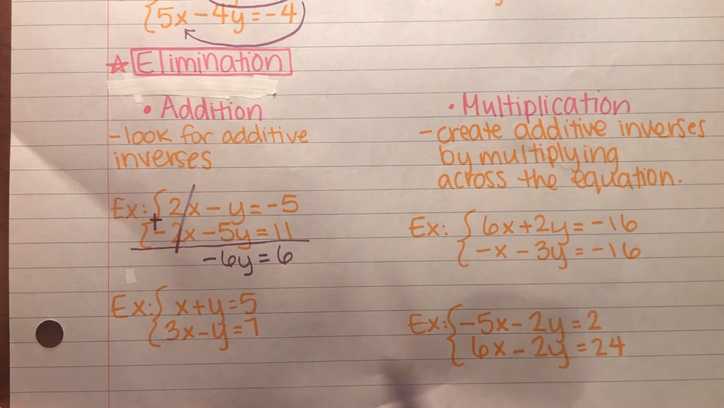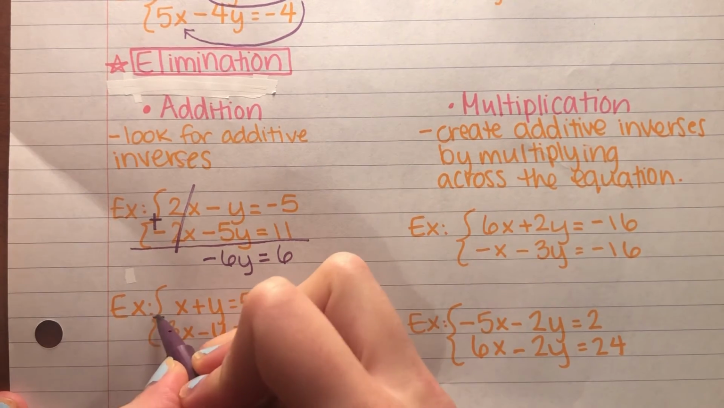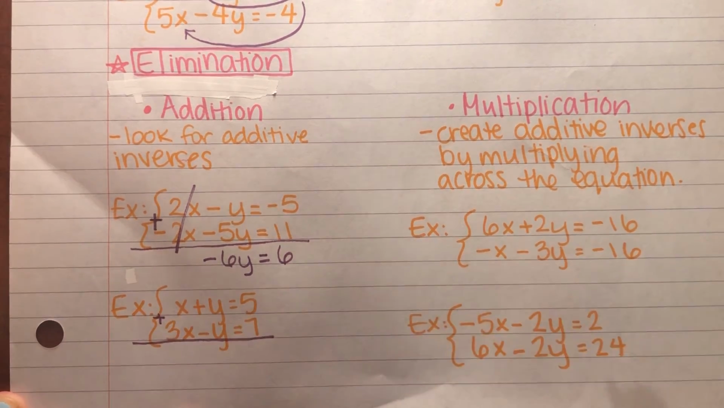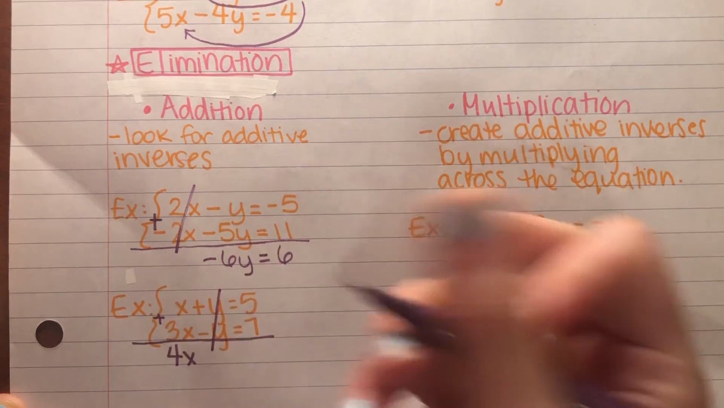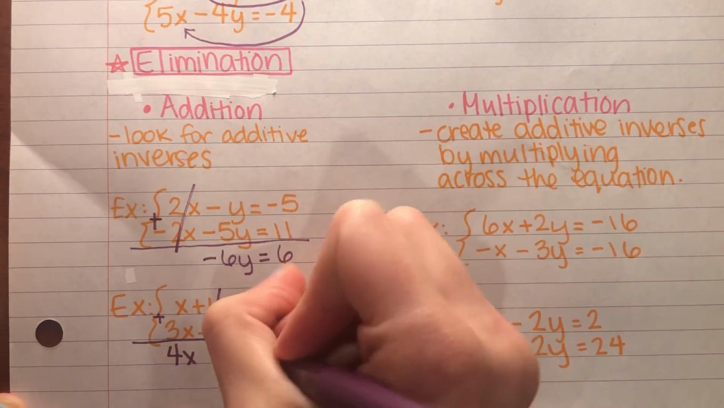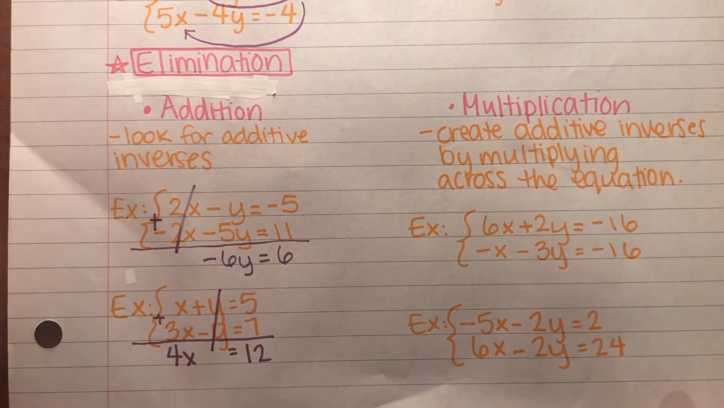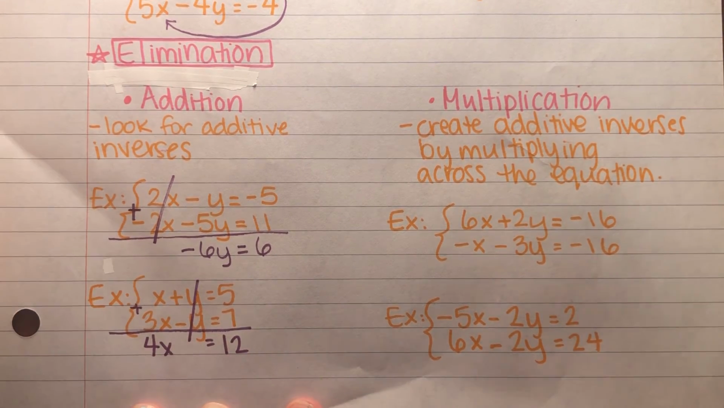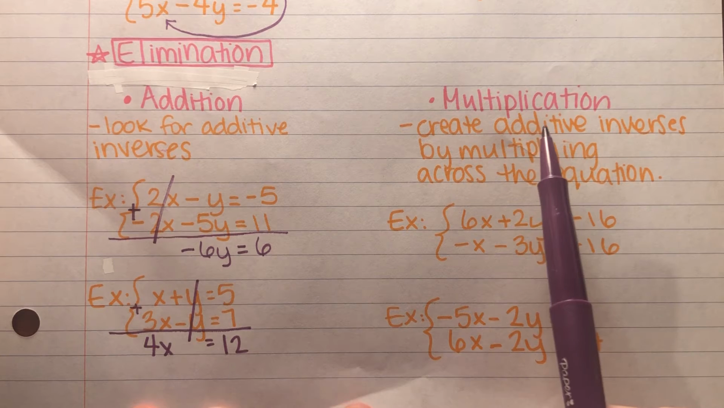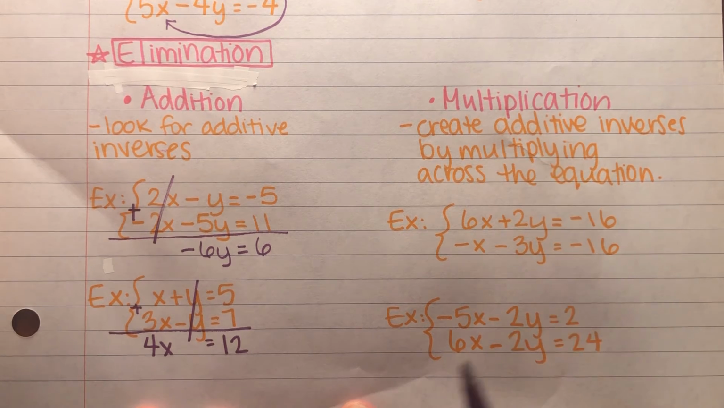In my second example here, y and negative y are additive inverses. So when I add my two equations together, the y's cancel out, and we have 4x equals 12. So it's easy for us to solve for x from there. The other elimination method is multiplication. So this is when we create our own additive inverses.